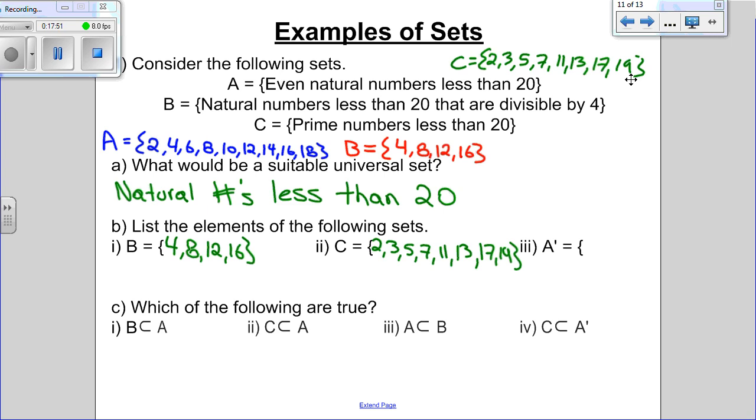Are any of the things in B going to not be in A? No, these are all in A, aren't they? So we look up here at group C. What numbers in here are not going to be in A? 5 would not be in A. 3 would not be in A. 7, 11, 13, 17, 19. All of these would not be in A except for the number 2. So our answer to what would not be in A would be 3, 5, 7, 11, 13, 17, and 19. That's items that are not in A.